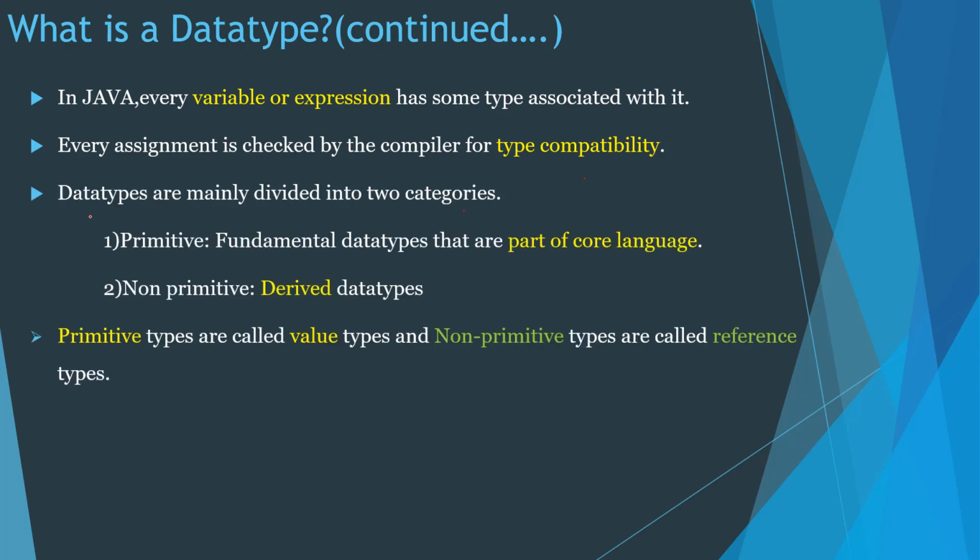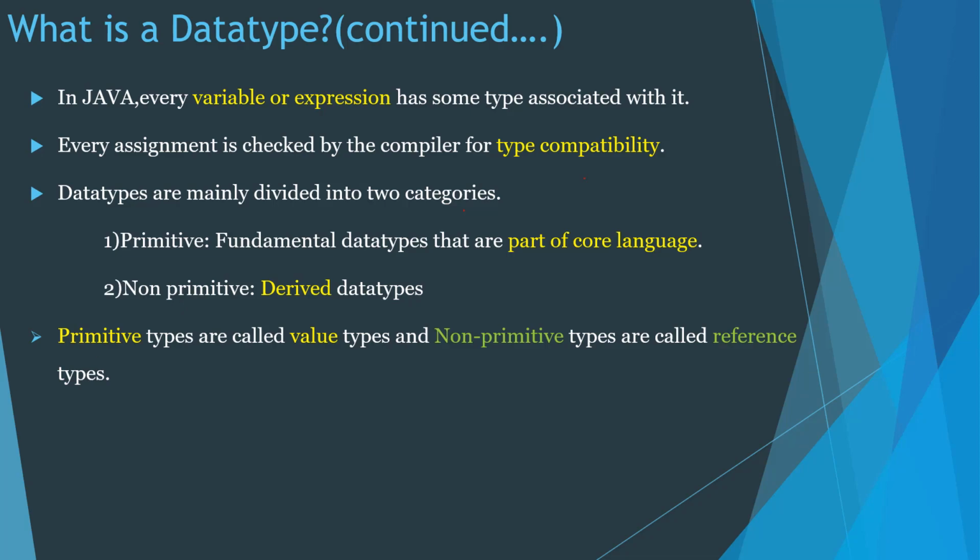Let's move on. Data types are mainly divided into two categories, primitive and non-primitive. What are these primitive data types? These are the most fundamental data types. That is, they are part of the core language. They are the most basic data types. And what are these non-primitive data types? They are basically derived data types. They are actually derived from these primitive data types.